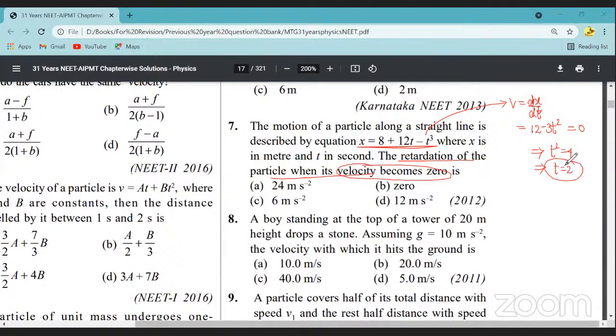What do I need to do with this? Find the retardation. So find the acceleration. Acceleration is dv by dt. The differentiation of this is minus 6t. Put t equal to 2 in this, so this comes out to be minus 12. So acceleration is minus 12 meter per second square. That means retardation is 12 meter per second square. So the answer will be D.